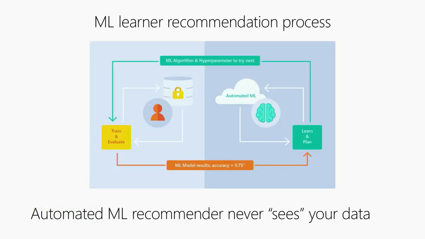In this machine learning recommendation process, we maintain privacy. So with AutoML, we do not look at your data at all. All we see is the accuracy that your data set has for this particular machine learning algorithm and other metadata like the number of columns, for example. So absolute privacy, you have control over your compute and your data.